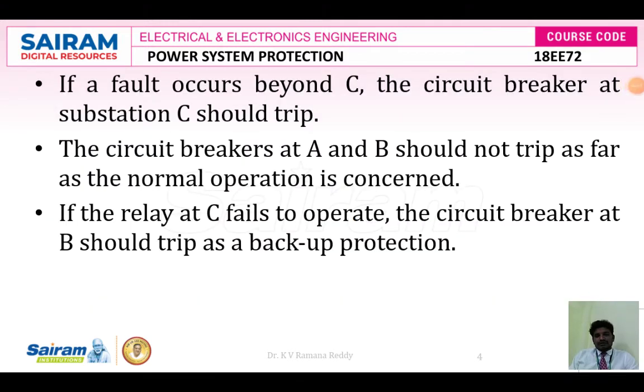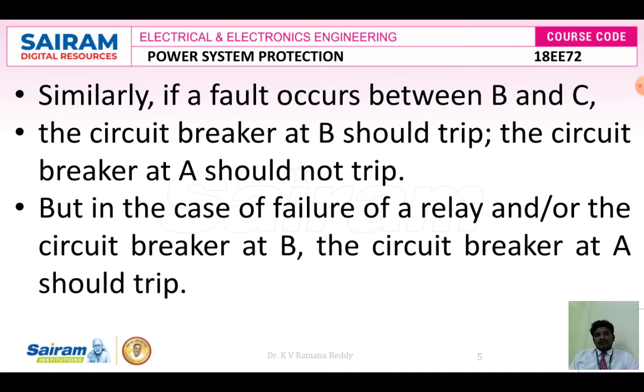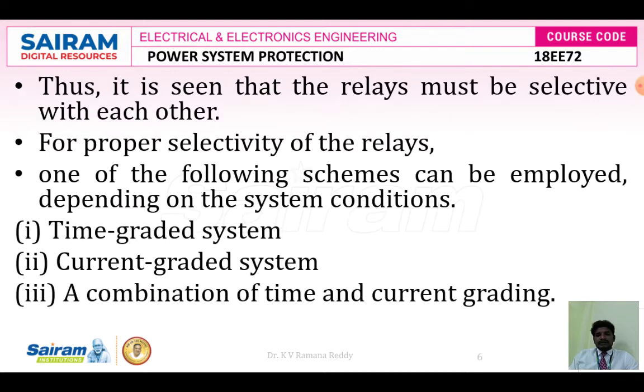If a fault occurs beyond C, the circuit breaker at C should trip and the circuit breakers A and B should not trip, as far as normal operation is concerned. If the relay at C fails to operate, then the circuit breaker B should trip as backup operation. Similarly, if a fault occurs between B and C, the circuit breaker at B should trip, and the circuit breaker at A should not trip. But in the case of failure of breaker B, circuit breaker A should trip. Thus, it can be seen that relays must be selective with each other.